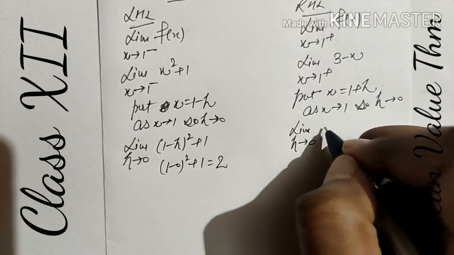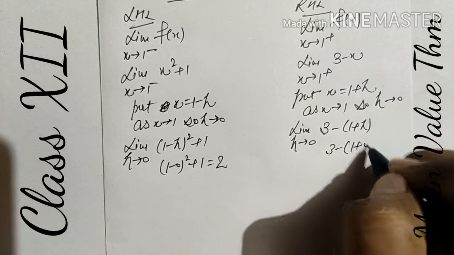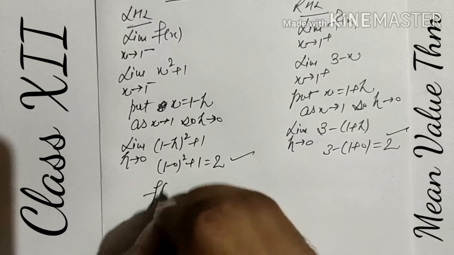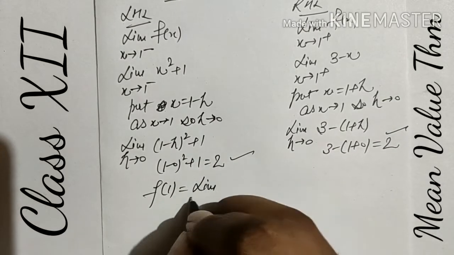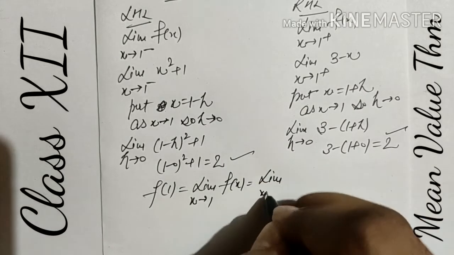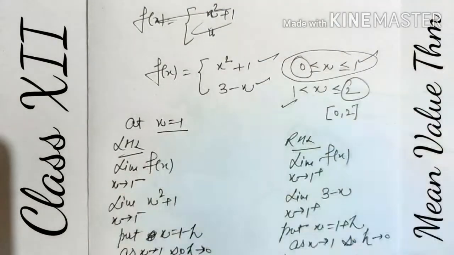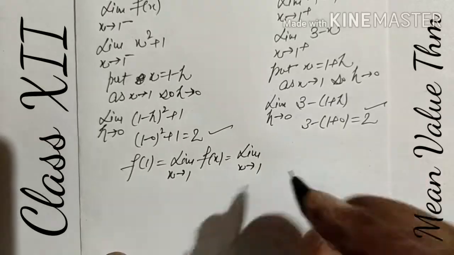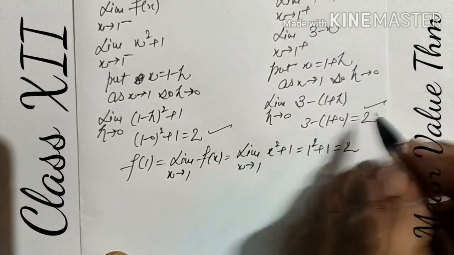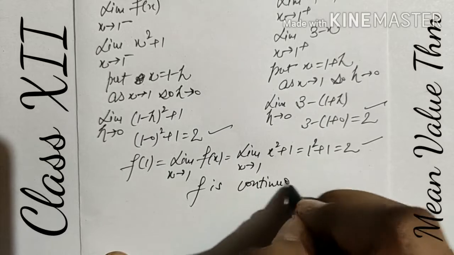On the other side, right hand limit. Limit h tends to 0, 3 minus 1 plus h. If we use h is equal to 0, we get overall 2. Left and right are same. It means limit exists. Now we have to check direct limit. Limit x tends to 1 on the function means we have to choose the function where value of x is equal to 1. It is in the upper case. So function is given by x square plus 1. If we replace x by 1, we get this one. Means left, right, direct all are equal. So function is continuous. First condition is verified.